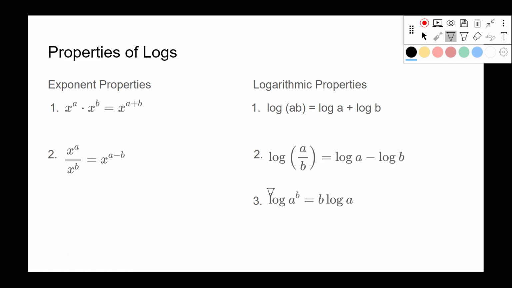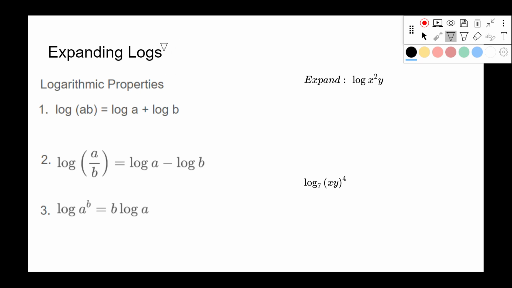Finally, there's one more property that we're going to use. If I have the log of a raised to a power b, I can take the b, the exponent, and stick it in front of the log and write b times the log of a. Okay? These are the three properties we're going to use to expand logarithms today. So, the idea behind expanding logs is very simple. You want to write as many logs horizontally as you can, okay, using these properties. So we're going to take, for example, the left-hand side that we have and rewrite it as the right-hand side.